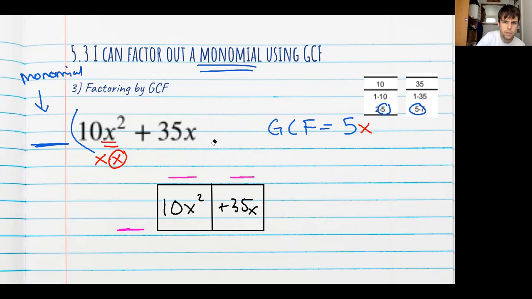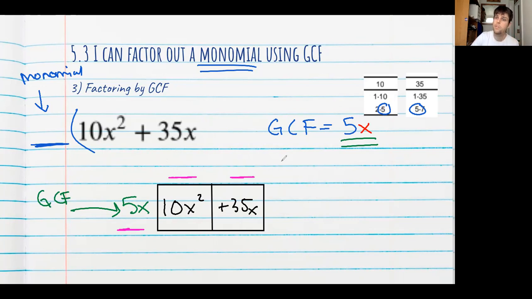I'm going to erase some of this stuff just to make sure I have space. The monomial here is the GCF that we found. What did they have in common? What could I take away from both of those things? We found that to be 5x. 5 was the number that they had in common as a factor, and x because they both have x's in them. Now what we need to do is a little bit of problem solving.